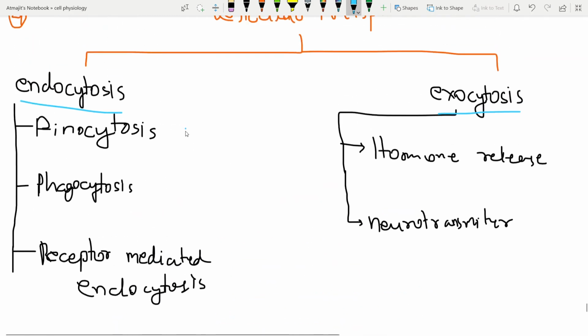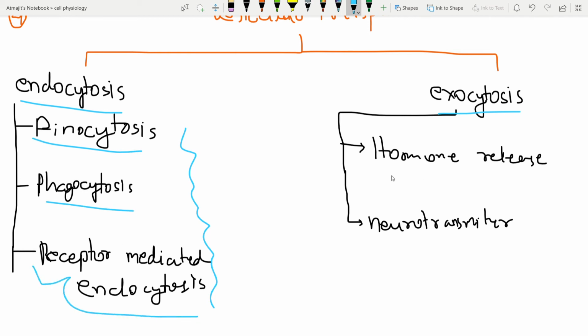And endocytosis has three parts: first, pinocytosis, phagocytosis, and receptor mediated endocytosis. And exocytosis includes hormone release and neurotransmitter release.